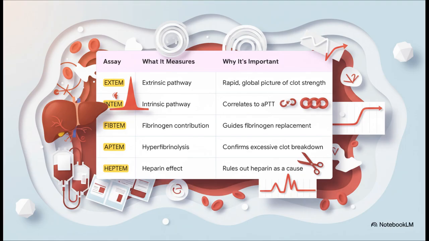FIBTEM, honestly, this is probably one of the most powerful tools we have. It uses a reagent that completely blocks platelet function, so we get a pure, unfiltered view of exactly what fibrinogen is contributing to the clot. This is absolutely critical for knowing when to give cryoprecipitate or fibrinogen concentrate. Then you have APTEM, which has an anti-fibrinolytic in it. If your APTEM trace looks great but your EXTEM trace is falling apart, you have just definitively diagnosed hyperfibrinolysis. It's that simple. And finally, HEPTEM has heparinase in it, so you can quickly figure out if a long INTEM is just due to heparin.